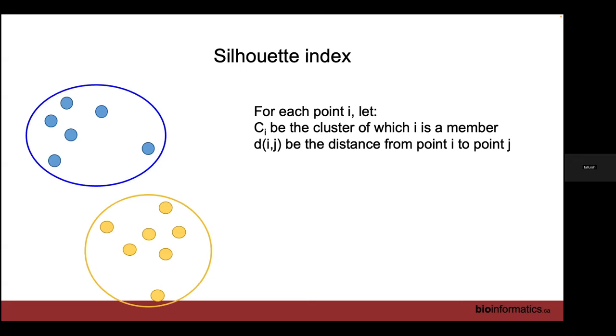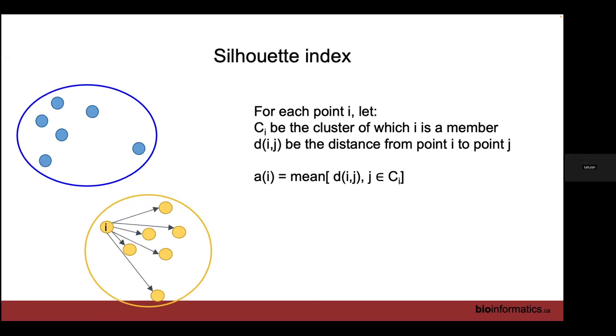Okay, so the silhouette index. So here's two clusters. When we calculate the silhouette index for each point, for each cell, in this case, I, we define the cluster it's in and the next closest cluster to that cluster. So in this case, the blue cluster. If we had other clusters, though, they would be further apart from yellow than blue is.